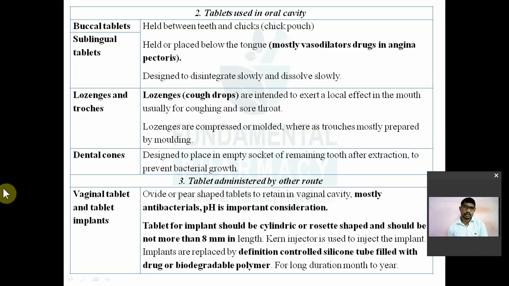Then the next one is lozenges. Lozenges are known as a cough drop, and they are intended to exert a local effect in the mouth, usually for coughing or sore throat. If you have a scratchy throat and you are coughing, at that time you go to a medicine shop and say, sir, give me a Vicks cough drop, a Vicks lozenge, remove the irritation.